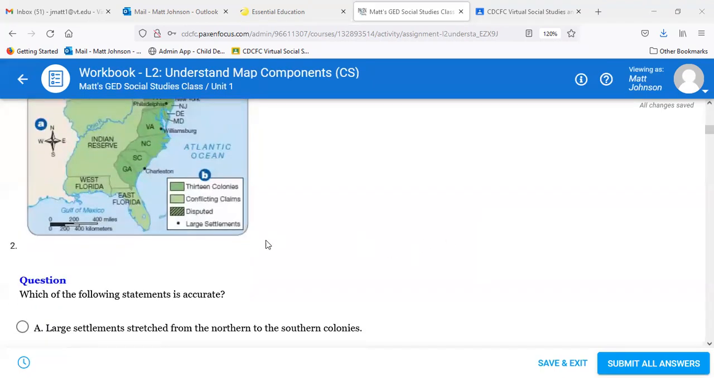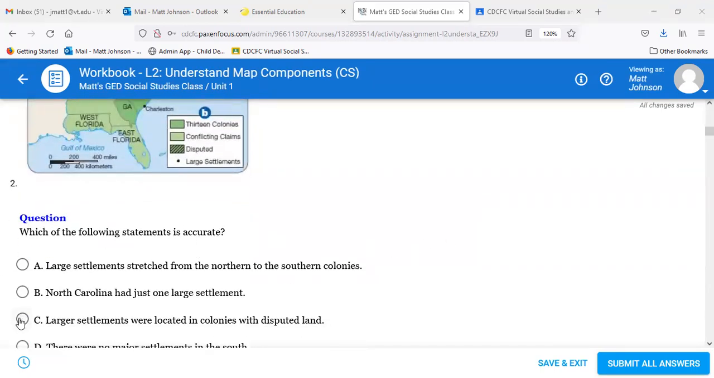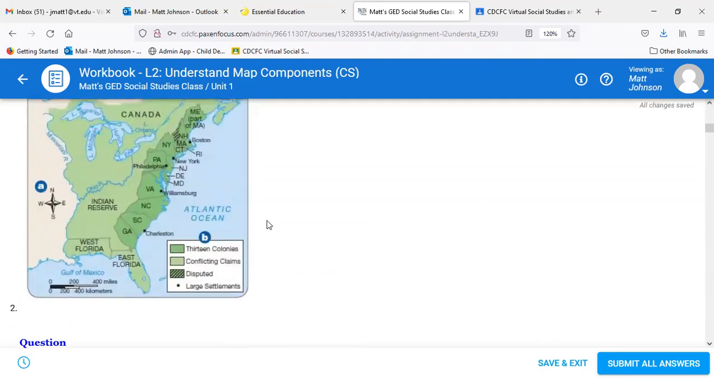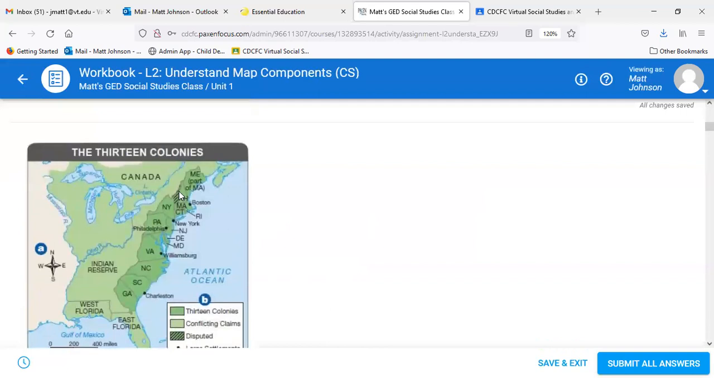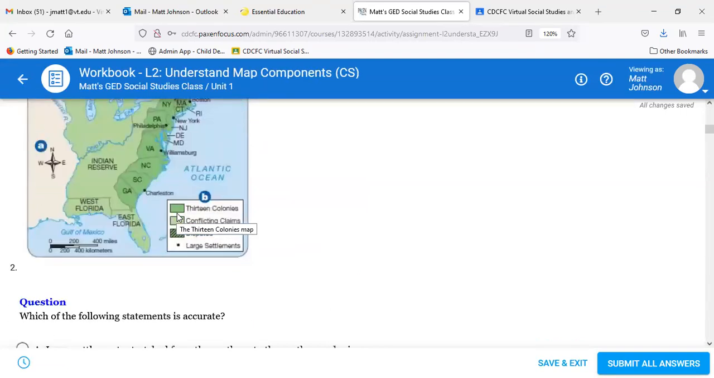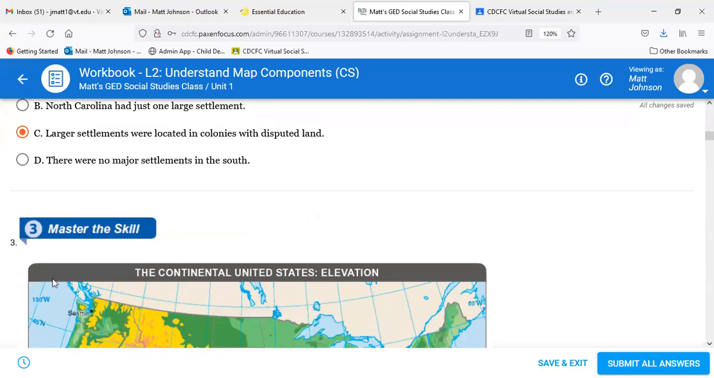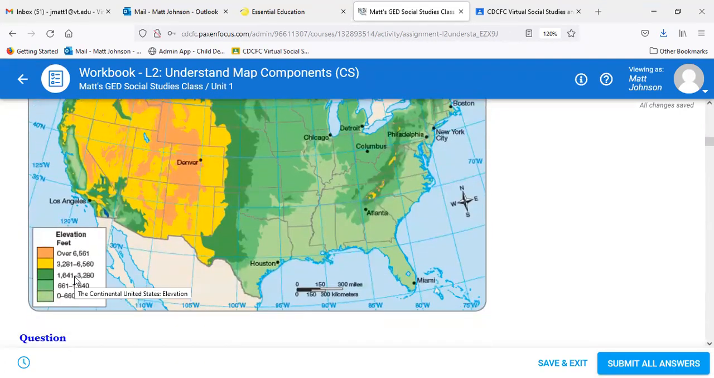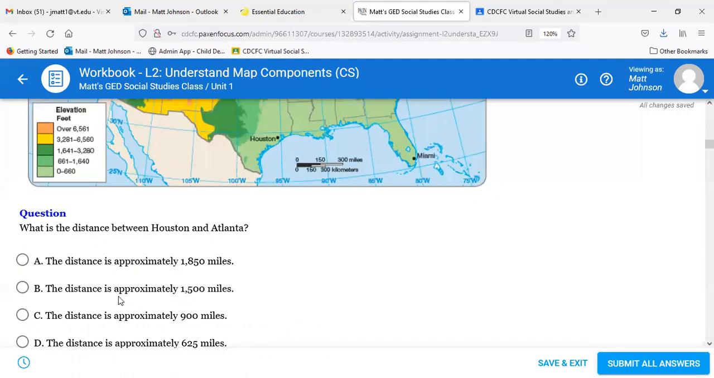So that leaves, by process of elimination this time, C. Larger settlements were located in colonies with disputed land. So up here, Boston, New York. That was a little odd, but by eliminating the other ones, you could see that the other ones make less sense. All right, new map.